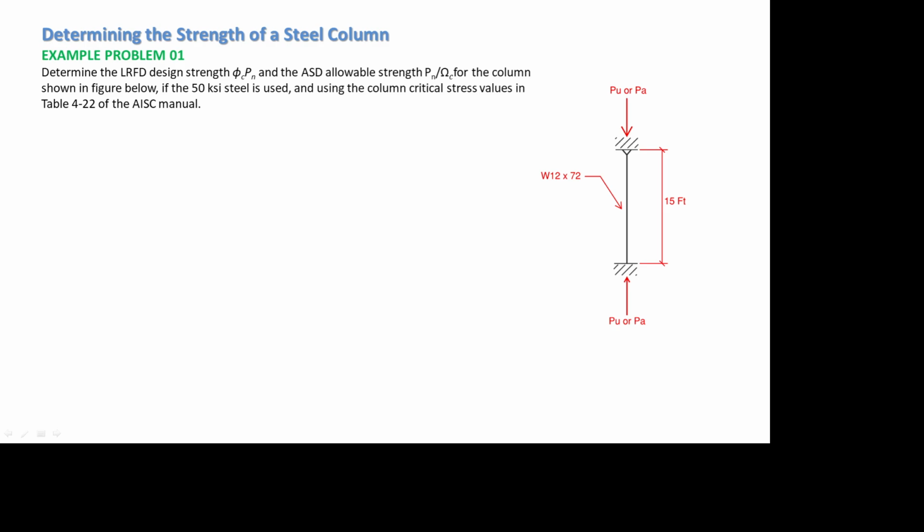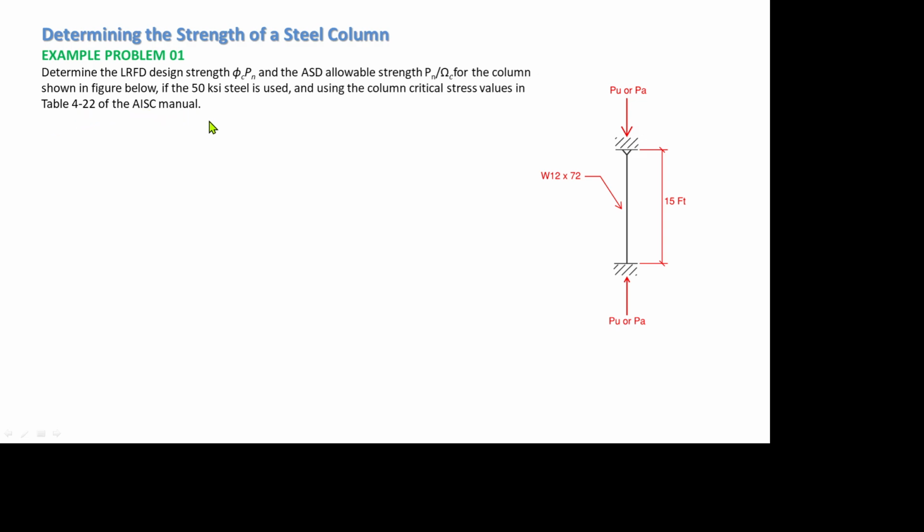In today's video, we will walk through another example problem in determining the strength of a steel column. So the problem is: determine the LRFD design strength and the AISC allowable strength for the column shown in the figure below, if 50 KSI steel is used, and using the column critical stress values in Table 4-22 of the AISC manual.